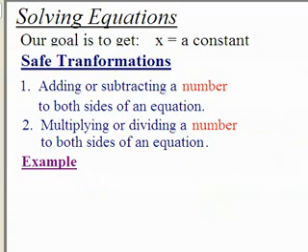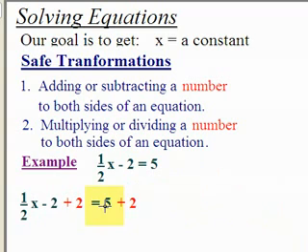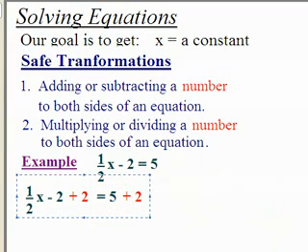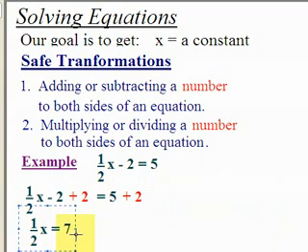For example, if this is the equation that we're trying to solve, 1/2 x minus 2 equals 5, then what we're going to try to do is isolate the variable, get the variable by itself, and we're first going to start out by adding 2 to both sides. When we add 2 to both sides, we get an equivalent equation to the first one. We get 1/2 x equals 7.